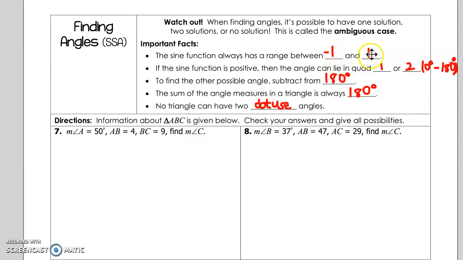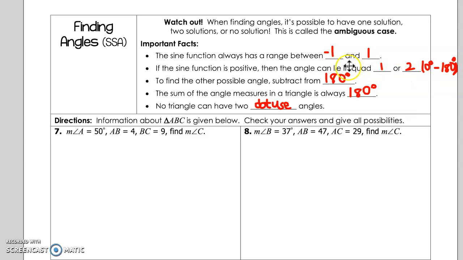The sine function always should have values between -1 and 1. If you get something outside of that, then that doesn't exist. Sine is positive when the angles lie in quadrants 1 or 2. We'll get to that more later, but if we go around the circle starting with the positive x-axis at 0, going through quadrants 1 and 2 is where sine is positive. So that's angle measures from 0 up to 180 degrees. Those are the possible angles we're working with.